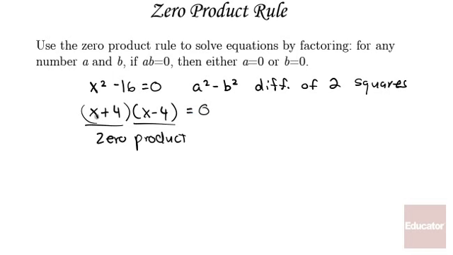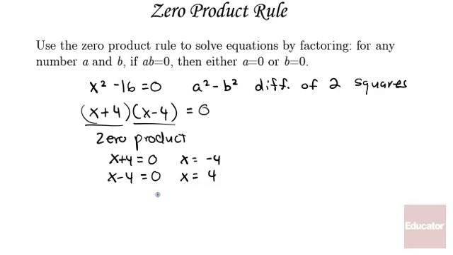So if x plus 4 equals 0, this will be solved. If x minus 4 equals 0, this will be solved. So I'm going to set this factor equal to 0 and solve for x. I'm going to set this factor equal to 0 and solve for x. And that's going to give me, let's see, x equals 4.